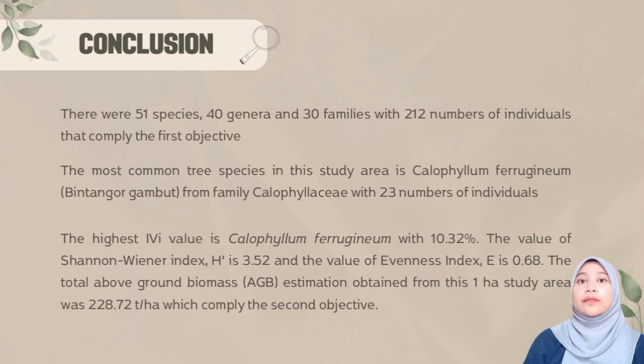In conclusion, there were 51 species, 40 genera, and 30 families with 212 numbers of individuals that comply the first objective. The most common tree species in this study area is Calophyllum pharyngianum from family Calophyllaceae with 23 numbers of individuals. The highest IVI value is Calophyllum pharyngianum with 10.32%. The value of Shannon-Wiener index is 3.52 and the value of evenness index is 0.68. The total above ground biomass estimation obtained from this 1 hectare study area was 228.72 ton per hectare, which complied the second objective.